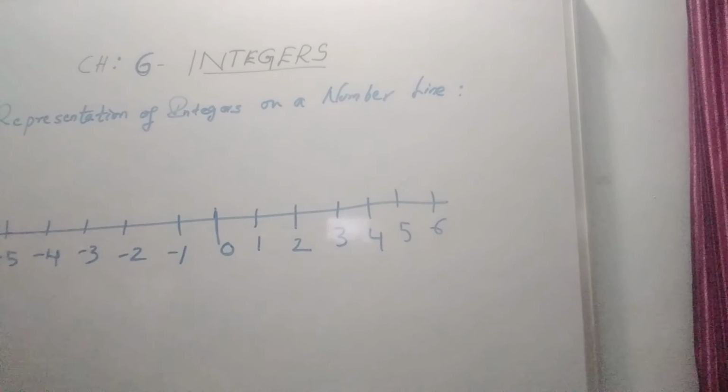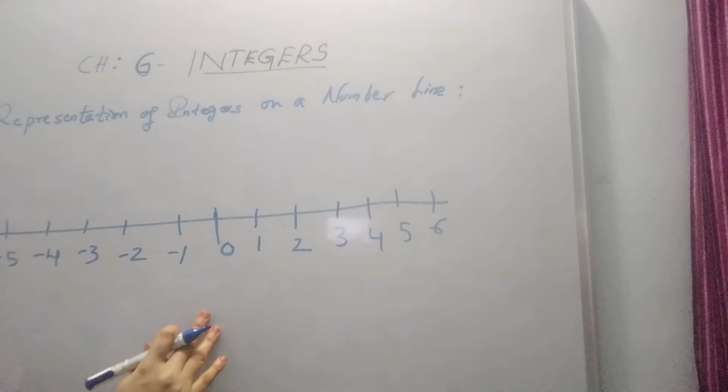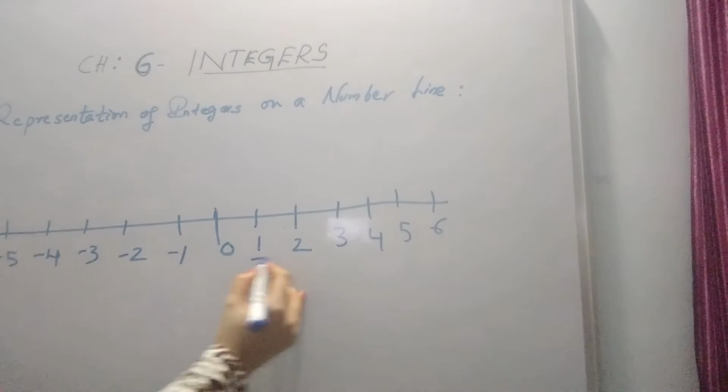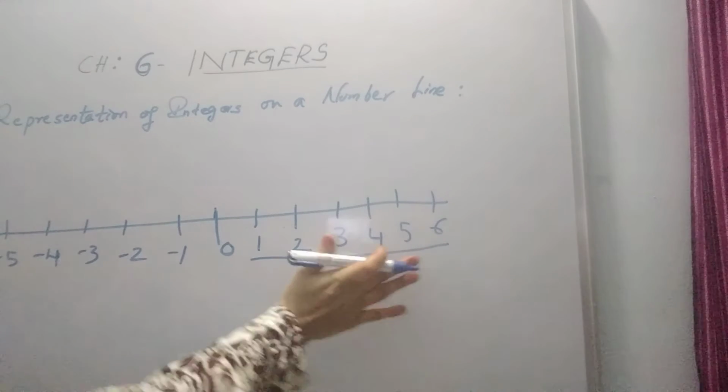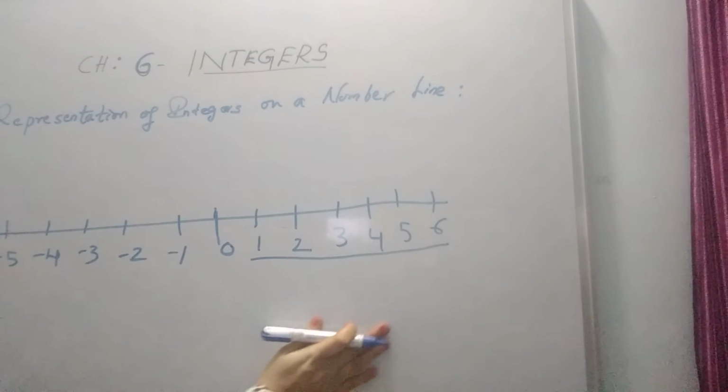That means the left side of 0 has negative numbers and the right side of 0 has positive numbers. These positive numbers are also called natural numbers. Okay.